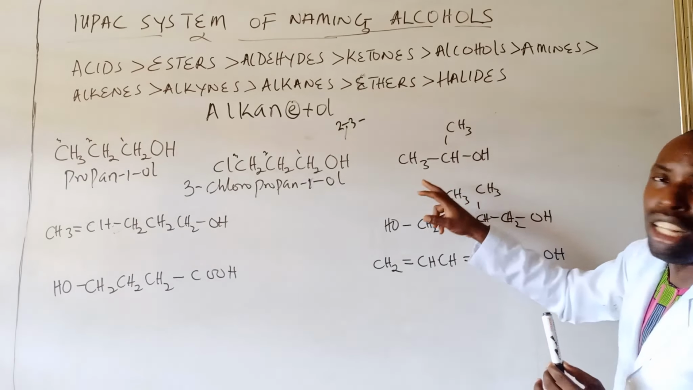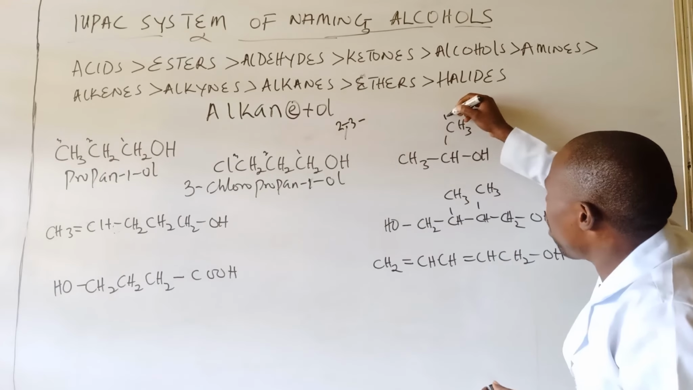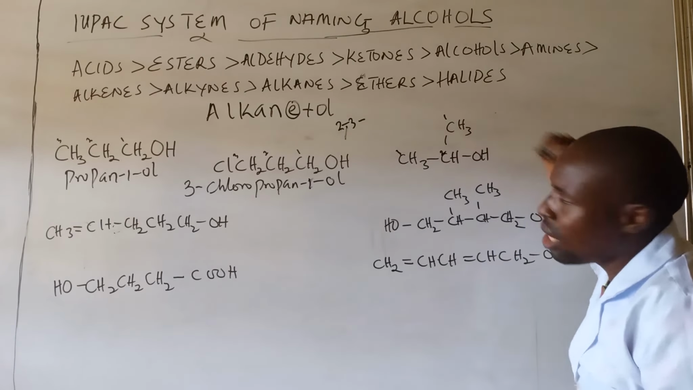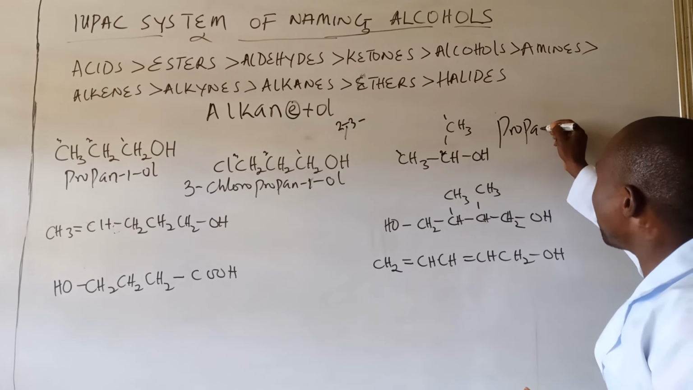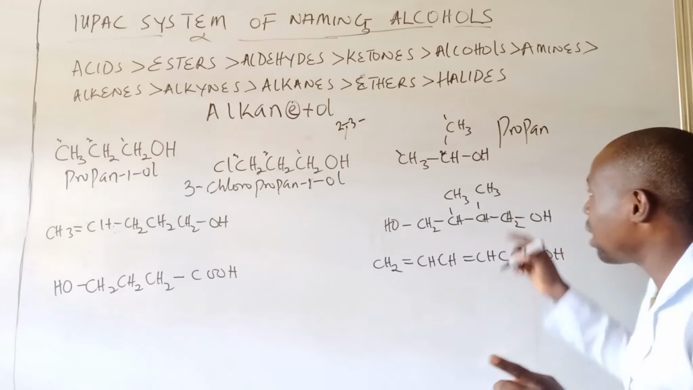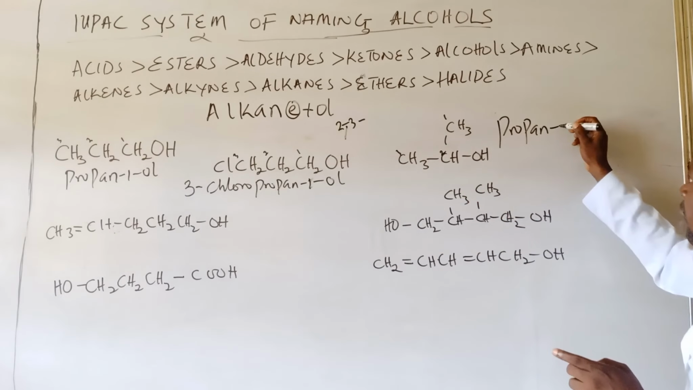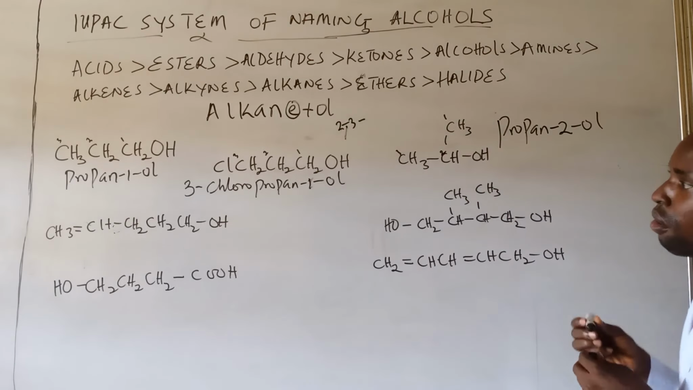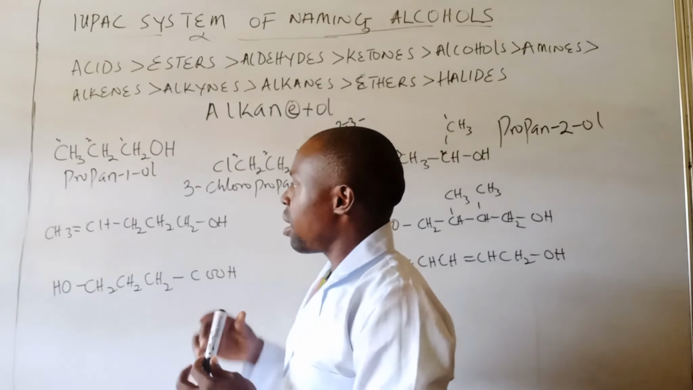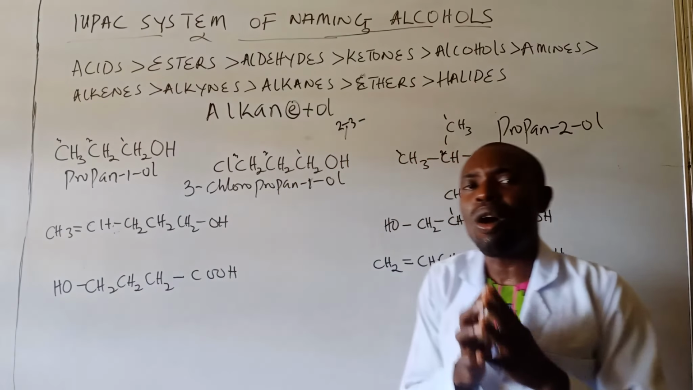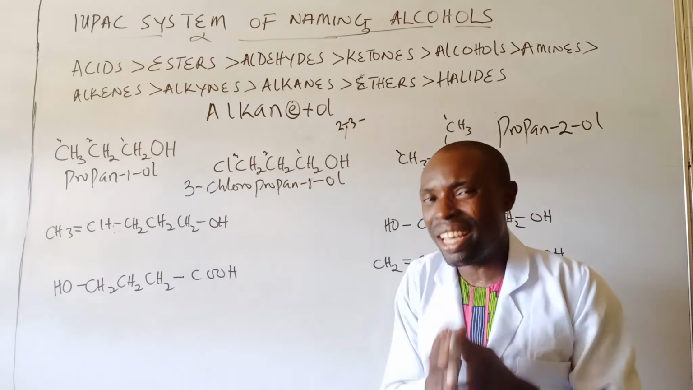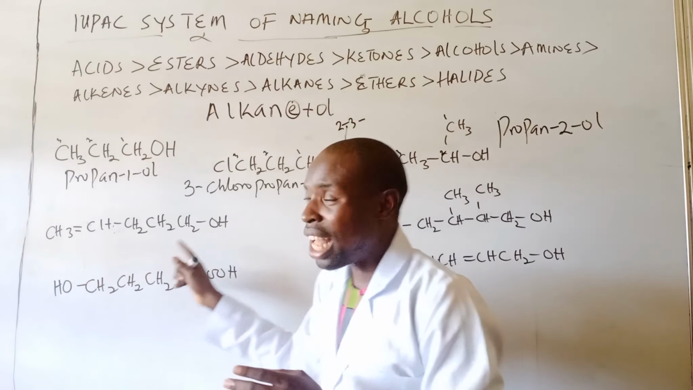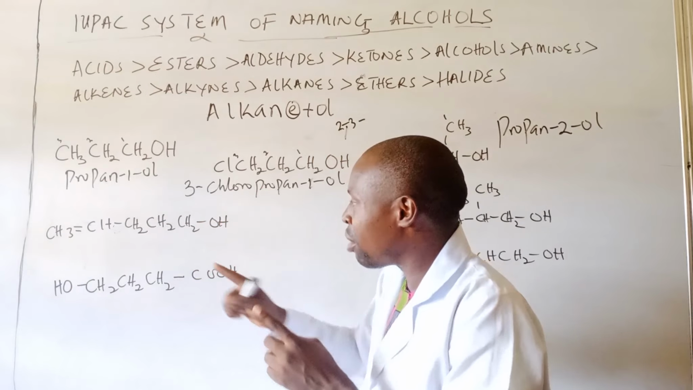Now, in this case, the longest chain here will be 1, 2, 3. That's the longest. So here becomes propan, and you indicate the position of the hydroxy group, which is at position 2. Propan-2-ol. Then we'll move to this one. If you recall, the hydroxy group is of higher priority compared to alkene, which is a double bond here. So you have to start your numbering from here.